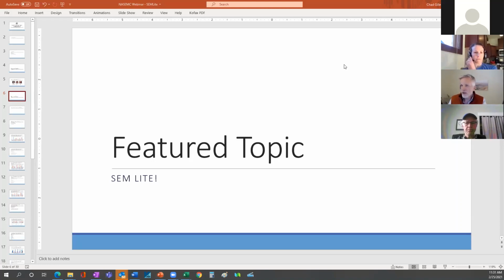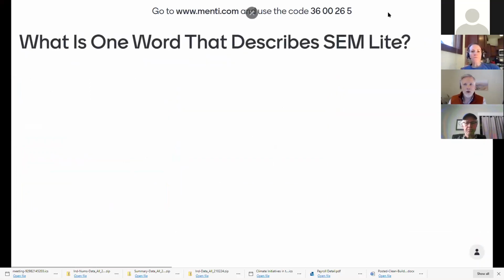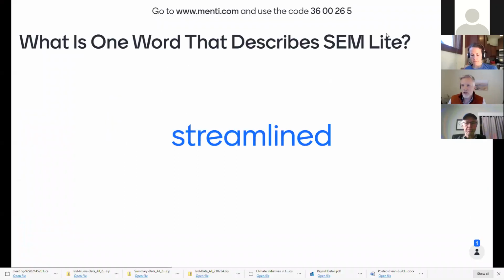But let's go to the polls one more time and open up. What is one word you would use to describe SEM Lite as you think about it? SEM Lite is a lighter program that either requires less customer time, requires less program budget, or is appropriate for smaller customers. Any one of those things, all of those things, it's up to you. I've definitely seen it defined in different ways, but I really want to hear from the group here.